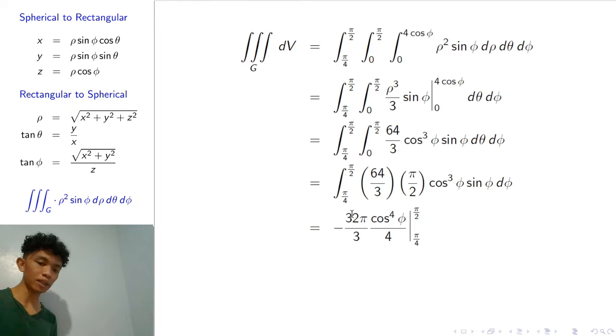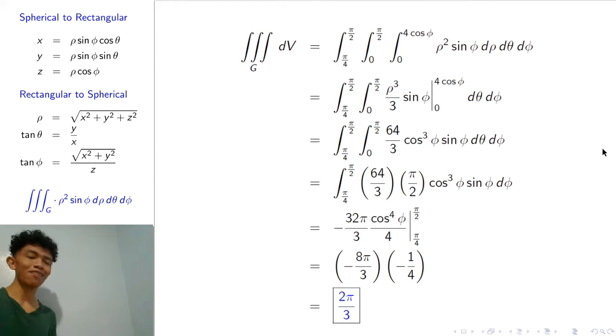So what I did for this next line is first combine this 32 pi with the 4, so you'll get 8 pi. So you get negative 8 pi over 3, and you multiply that with the evaluation of cosine to the 4th of phi at pi over 4 and at pi over 2, which is this one. So you'll get negative 8 pi over 3 multiplied by negative 1/4. Simplify that, and you get for your final answer 2 pi over 3.